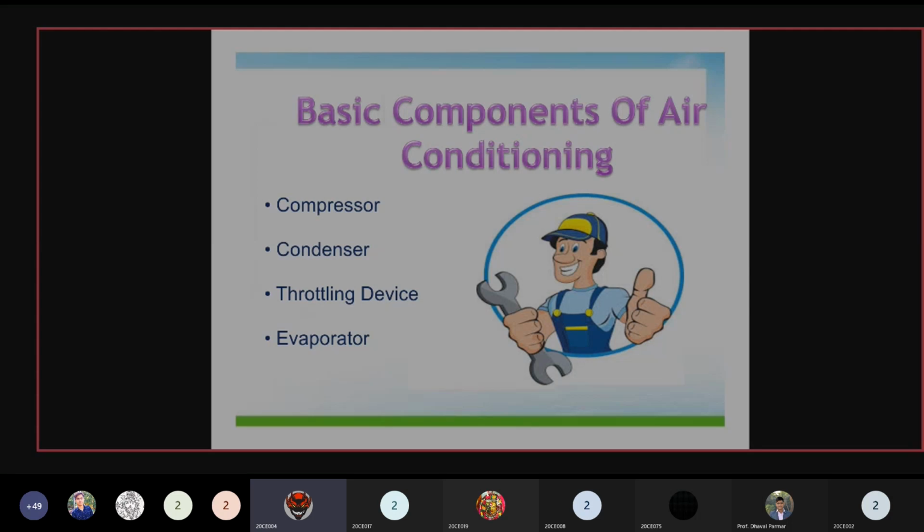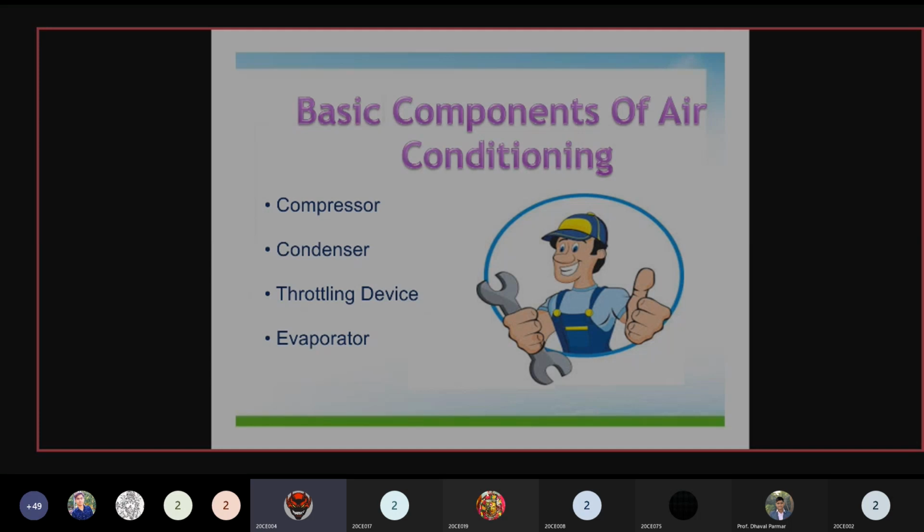Third, throttling device. Throttling device is also called expansion valve. Its function is to provide proper amount of refrigerant to the evaporator. When the high pressure liquid state refrigerant enters the throttling device or expansion valve, it lowers the pressure of the refrigerant for the proper cooling in the evaporator.